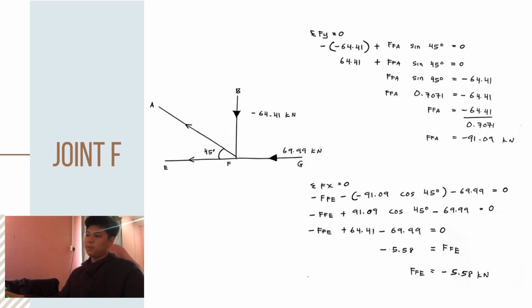Bismillahirrahmanirrahim. My name is Muhammad Amirul Aizat bin Tamizi. My matric number is B0922200046, and my part is joint F, where we use sigma Fy equal to 0.